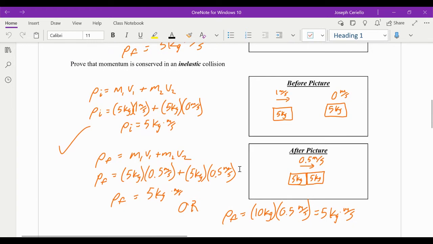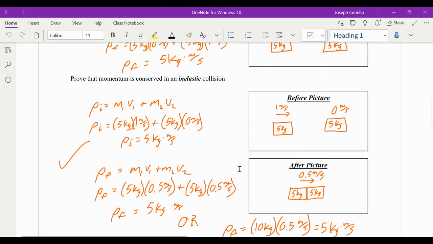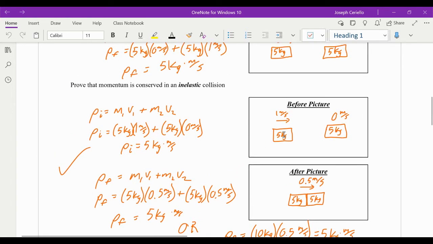Now the inelastic collision, we did it basically the same way. So we had the 5 kilogram object going to the right at 1 meter per second, and the other one was stationary. So the initial momentum of the system is 5, right? 5 times 1 is 5, 5 times 0 is 0, 5 plus 0 is 5.